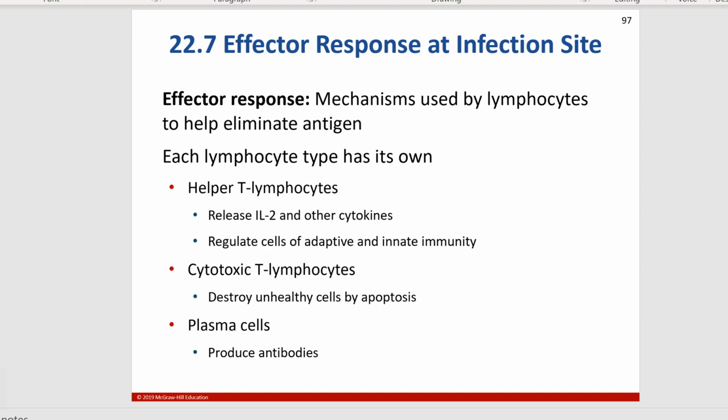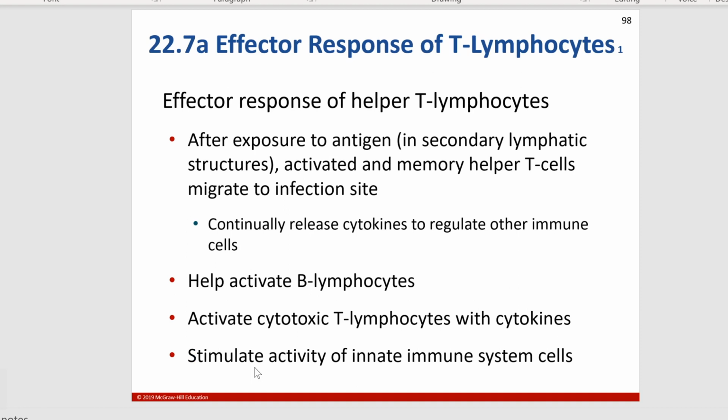Mechanisms by lymphocytes to eliminate antigen. What do the helper T cells do? They release IL-2, IL-4, cytokines. Cytotoxic T cells destroy unhealthy cells by apoptosis. Plasma cells produce antibodies. As we've already said, the effector response helps activate B lymphocytes. So we're talking about the T lymphocytes again.